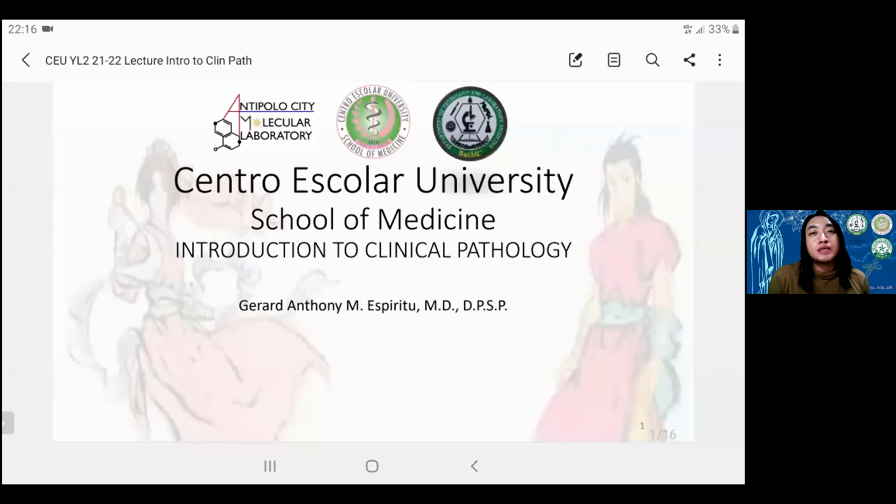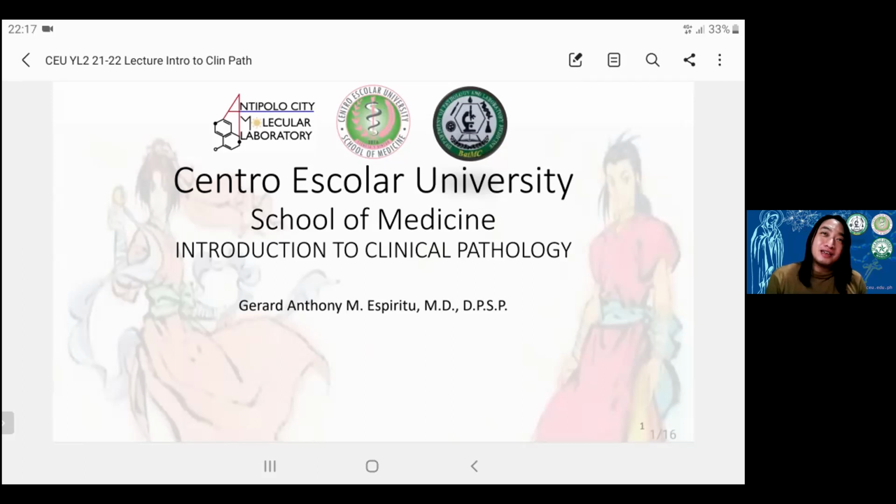Hi, so the second shifting just ended, and now we will proceed to the third shifting or the third module. The first lectures of this module will be divided into two: the introduction to clinical pathology and introduction to infectious diseases. The lecture on introduction to infectious diseases will be given by Dr. Gina Lino, and the lecture on introduction to clinical pathology will be given by me.